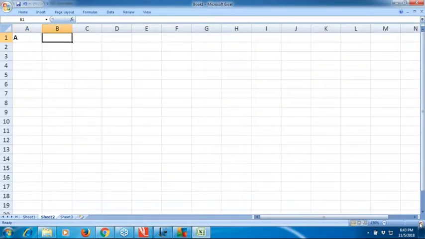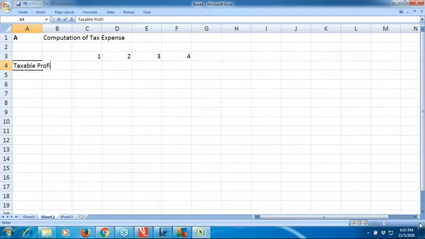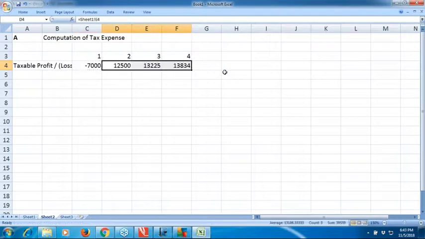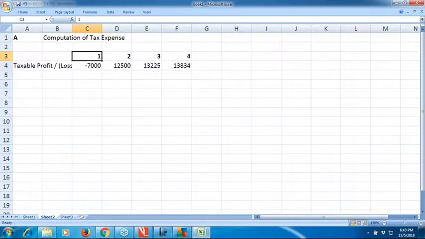So if I talk about working A, which is the computation of tax expense. So how much is it going to be? It's going to be year one, then year two, year three, and then year four. Now what is going to happen is that we have the taxable profit or loss, so these are the taxable profits or loss for the years 1, 2, 3, and 4.